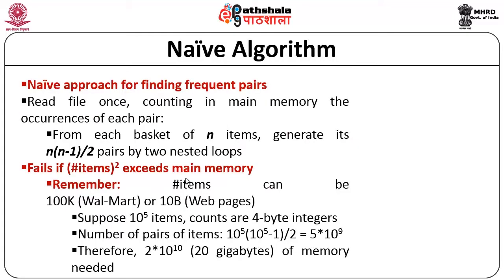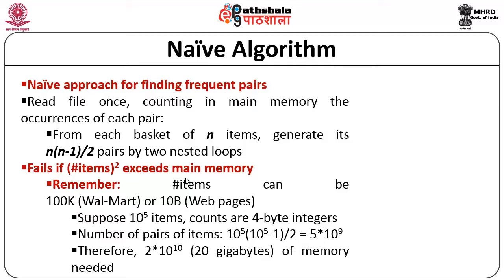So, when you want to make use of the a priori method, the naive approach, what exactly you are trying to do is read the file once, and then count in the main memory with respect to each and every occurrence of the item pair. Now, for each basket which comprises n items, we are actually generating n into n minus 1 by 2 pairs of item sets.